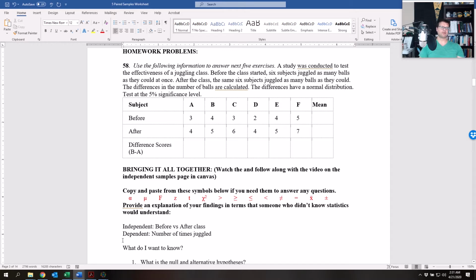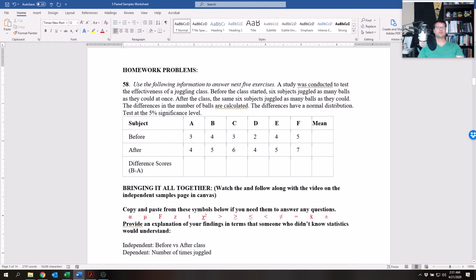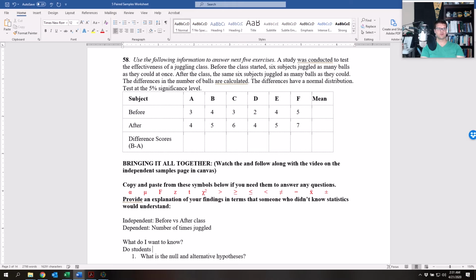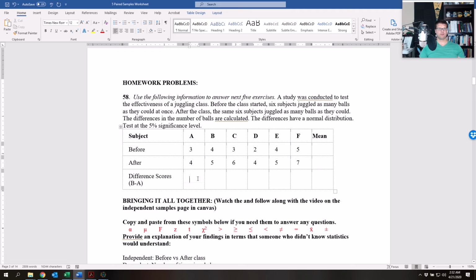So what do I want to know? What I want to know is, do students juggle balls more times before or after class? Okay, that's what I want to know. Before we do that, though, we've got to calculate the difference scores. Let's look at the difference scores.